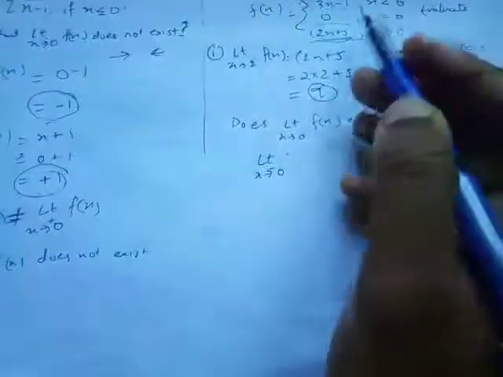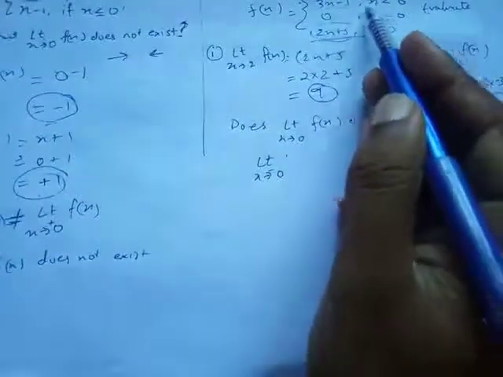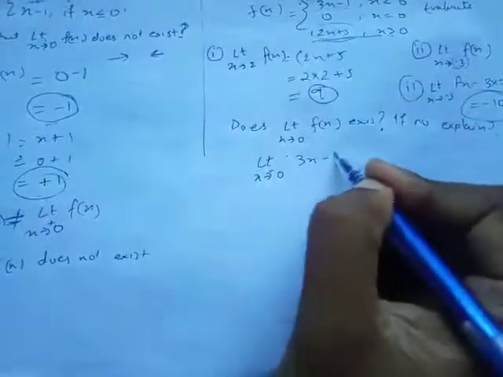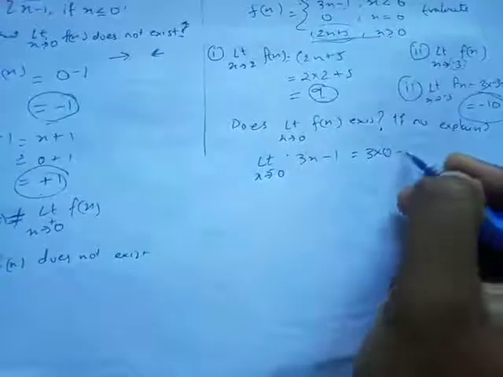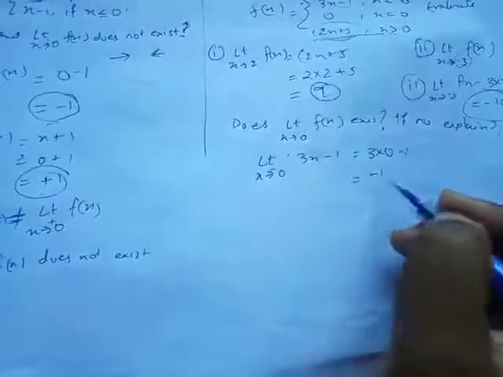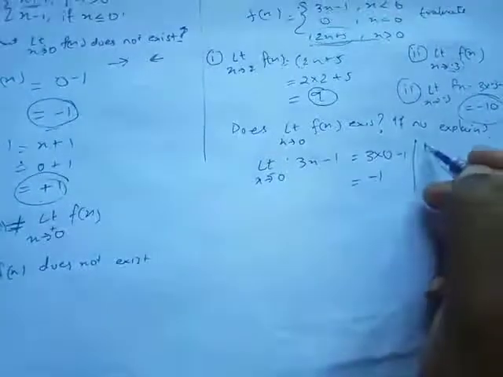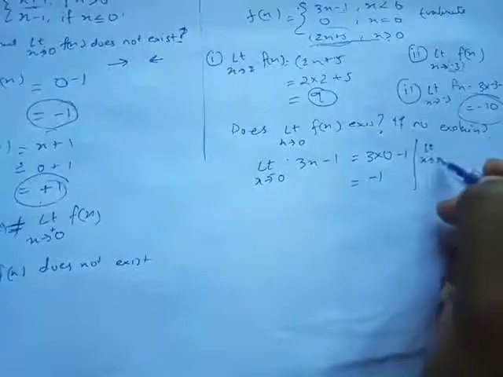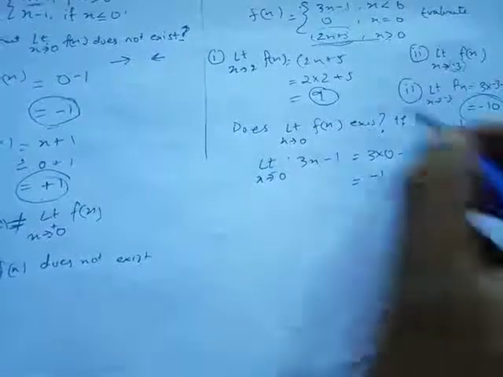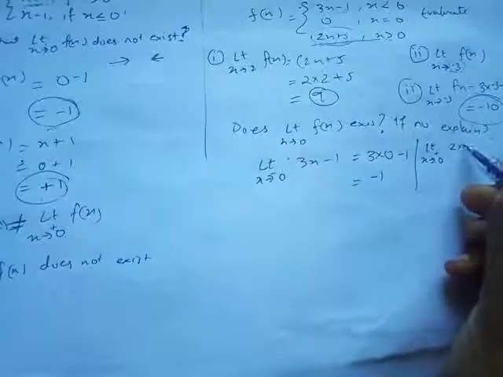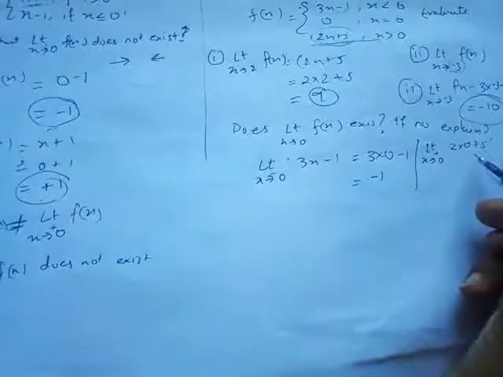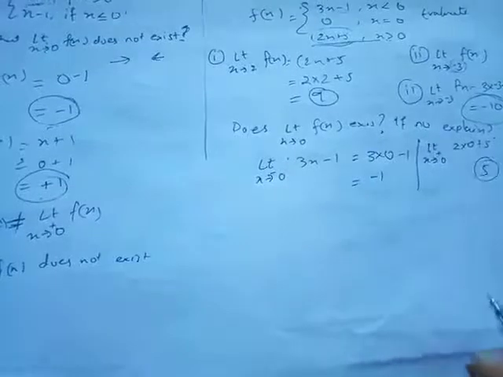So what will I be using? I'll be using this one for the negative side, the 3x minus 1. So when I put the value 0, 3 into 0 minus 1, my answer is minus 1. And for the limit as x tends to 0 from the positive side, I'll use this equation, that is going to be 2 into 0 plus 5, so that's going to bring me the answer 5.